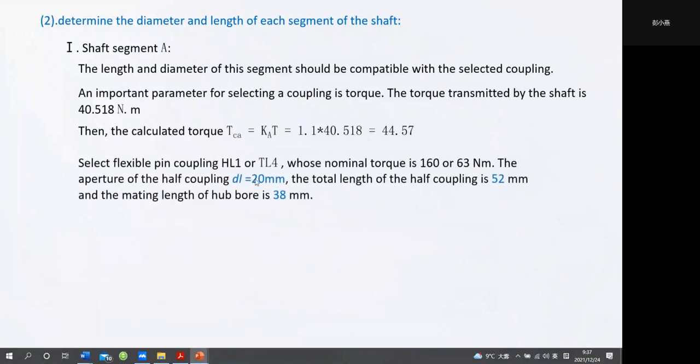Okay. And if we choose HL type or TL type, we can choose HL1 or TL4. The nominal torque for HL1 is 160, and for TL4 is 63. And for these two types of coupling, the aperture of the half coupling is 20 millimeter, and the total length of the half coupling is 52, and the mating length of the half bore is 38 millimeter. Okay, this is for the two types of coupling.